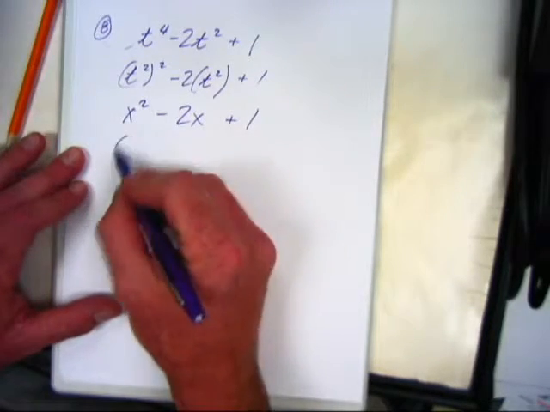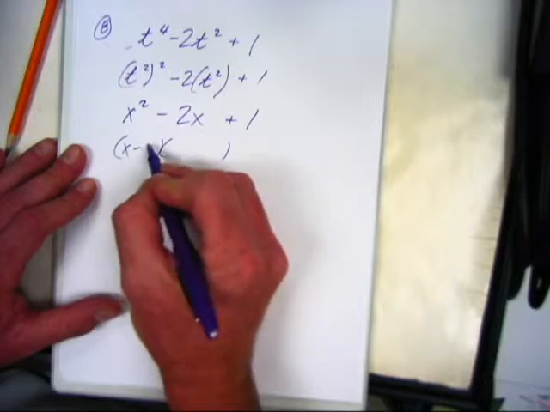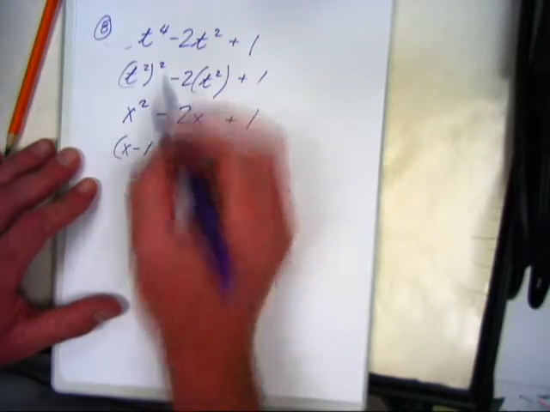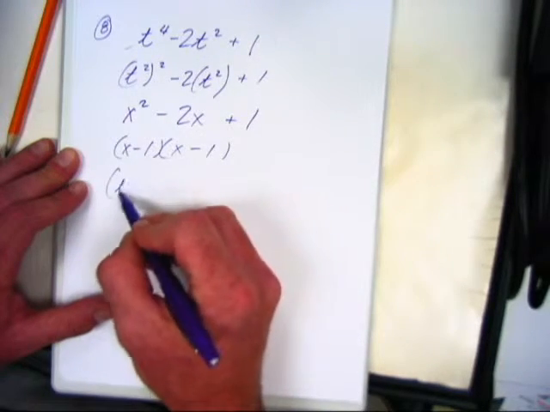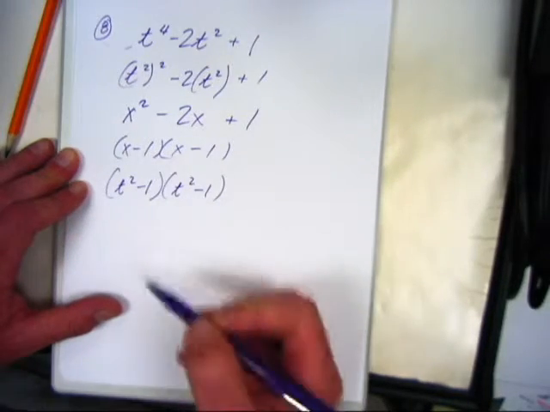We could factor that with the CAT certified method very easily. It's x minus 1, x minus 1. So you can think of it that way, and then since instead of x we have t squared, we would just end up with t squared minus 1, t squared minus 1.